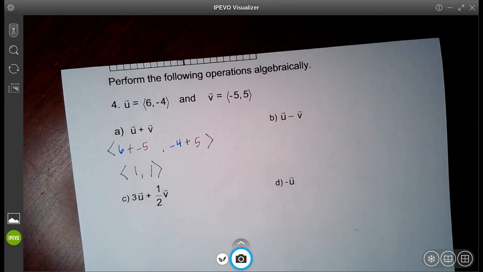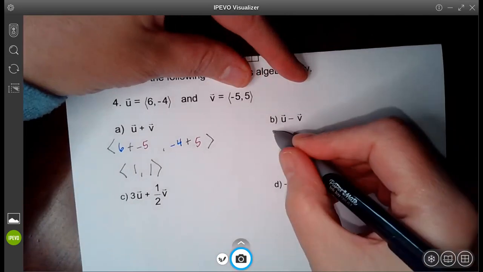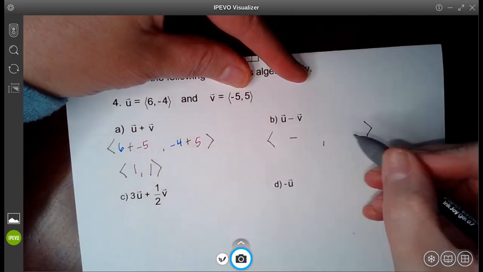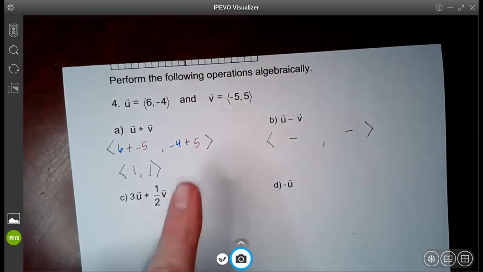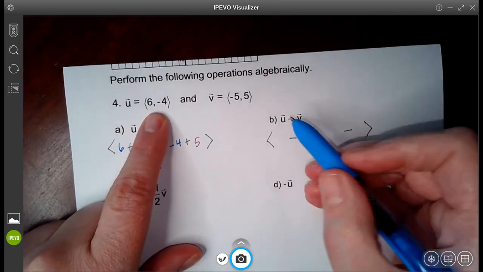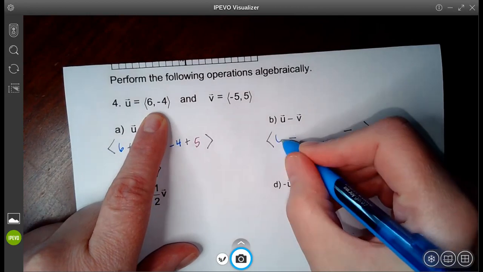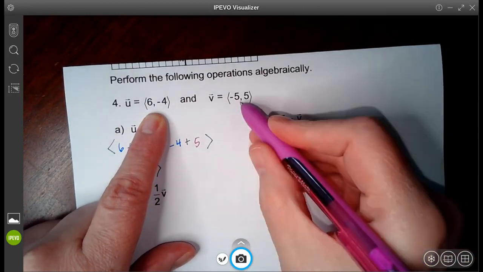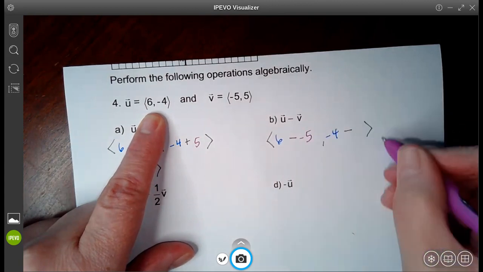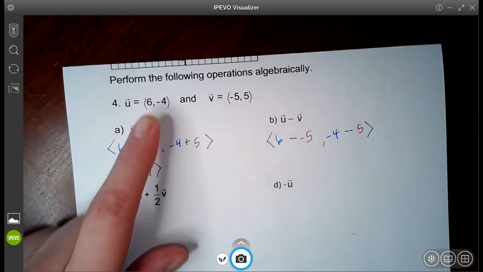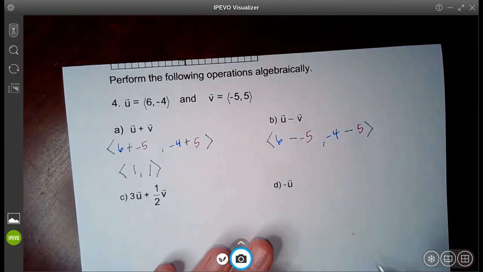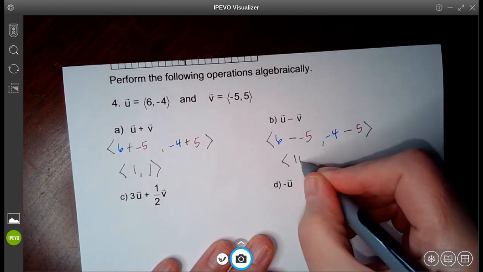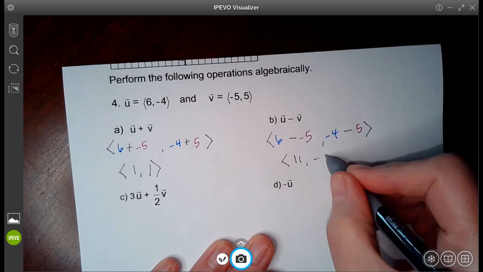All right, so if I'm doing u minus v, I'm going to do my two things that mean vectors. I'm going to go ahead and put a minus in between because I know I'm going to have to subtract them. So u is first, right? So we have a 6 and a -4 and minus v. And v was -5 is the x and 5 is the y. So 6 right here, 6 minus a -5 is 11. And -4 minus 5 is a -9.